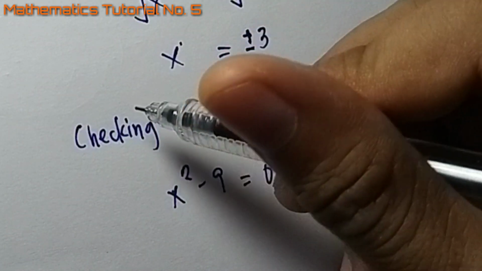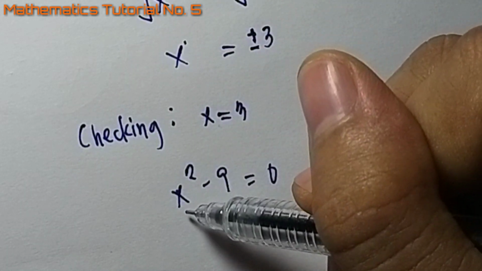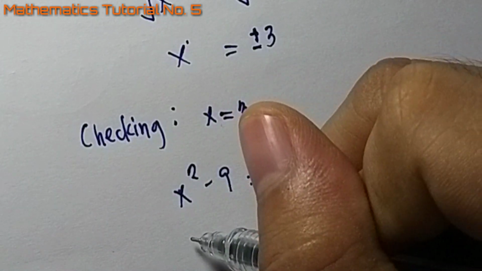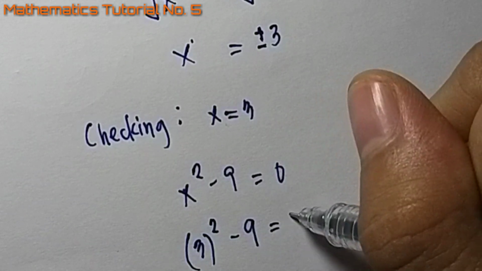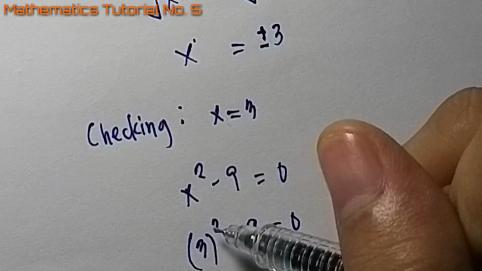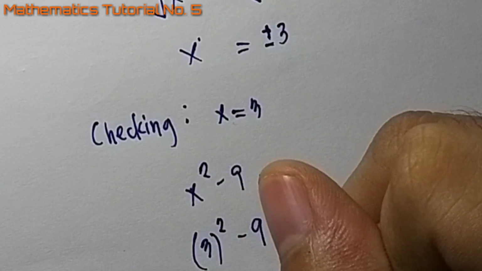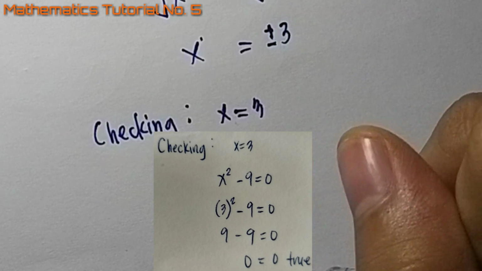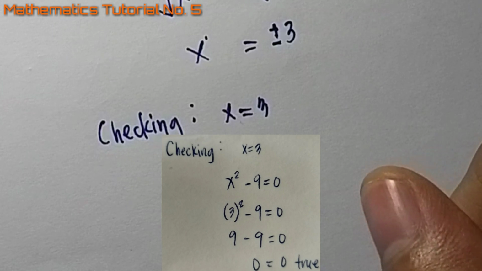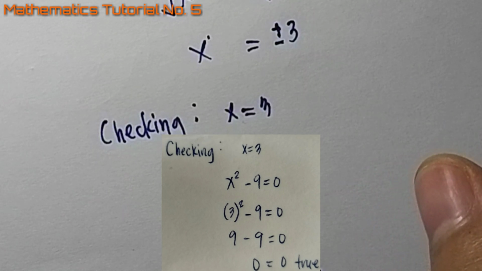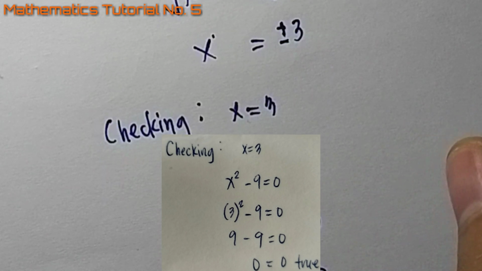So to check, ato na siyang i-substitute ang atong answer nga 3 dinhi sa x. So ato nang pulihan ang x of 3. So we have 3 squared minus 9 equals 0. So we have 3 squared. Di ba ang rule ana kay i-multiply nato sa iyang kaugalingon og kaduha. So 3 times 3, that is 9. Minus 9 equals 0. 9 minus 9, that is 0, is equal to 0. So 0 is equal to 0. That is true.